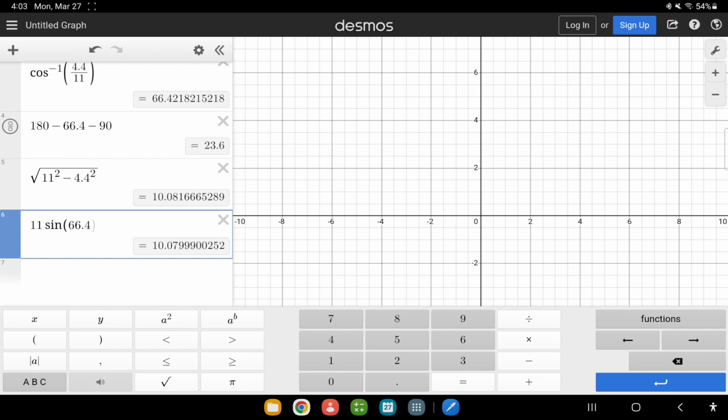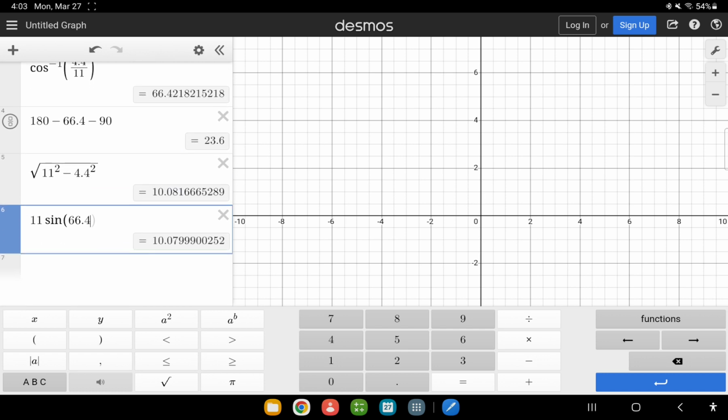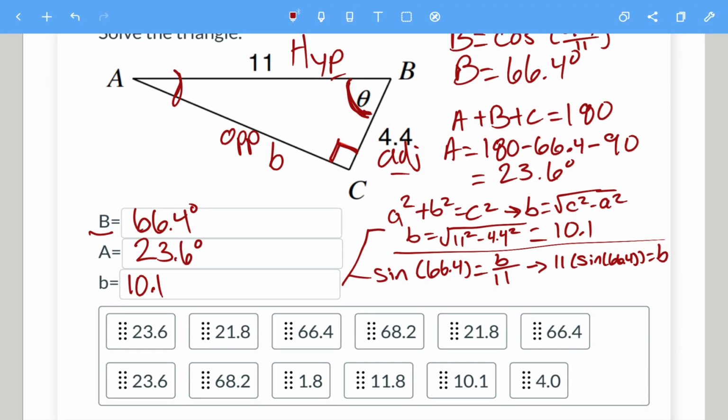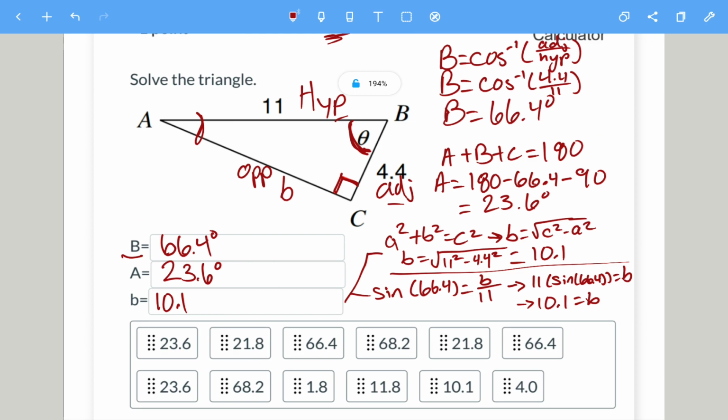Yep, just about 10.1. If the decimals past here are a little off, that's to be expected because we did round that 66.4, but we still got 10.1. And we have solved our triangle. So with that one, you're just using your trig in both ways to solve the triangle.